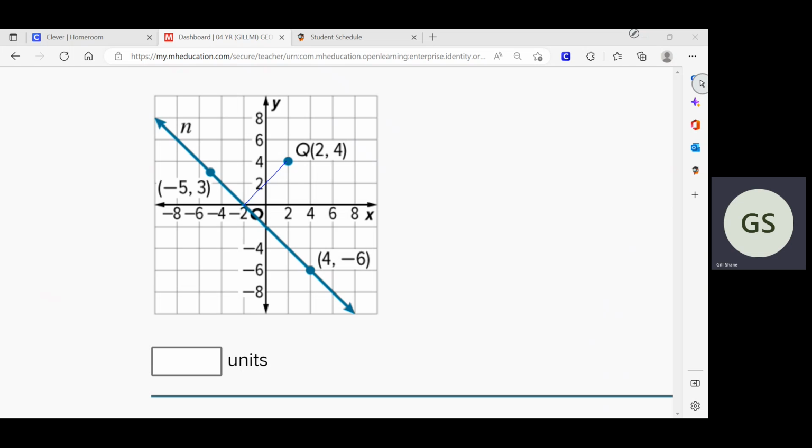We're on page 211, 9 to 10. So if you want to follow along, this will be your lesson when I work this.